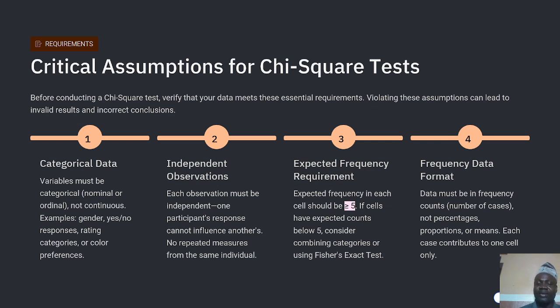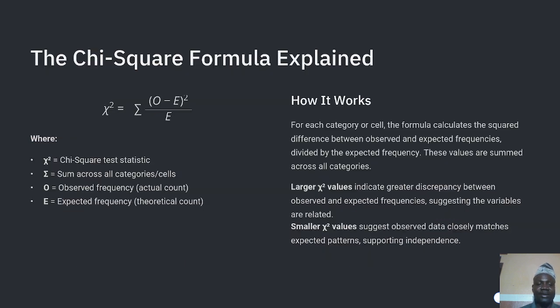Then the expected frequency requirement: each cell should have an expected count greater than or equal to 5. If the cells have expected counts below 5, consider combining categories or using the Fisher exact test. The next thing is the data format. Data must be in frequency counts, not percentages, not proportions, not means. Each case contributes to one cell, as it were.